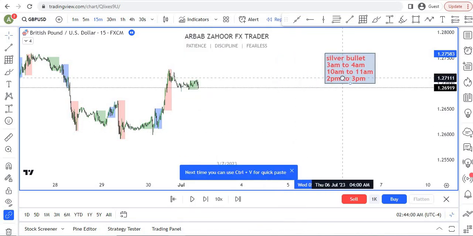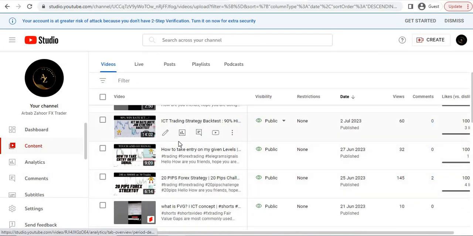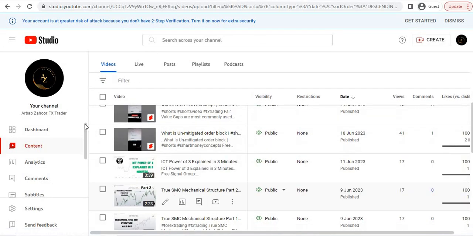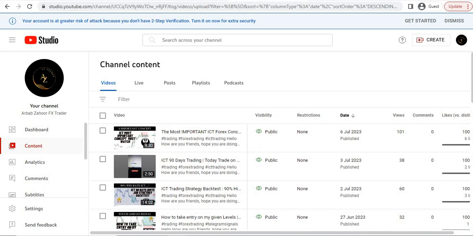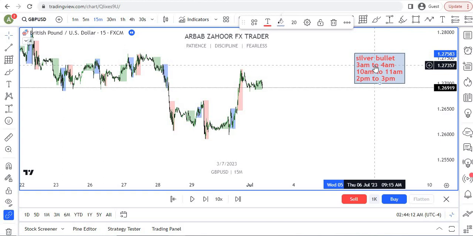In my channel I already explained briefly what this ICT Silver Bullet is, what the strategy is. Here I will backtest for you, so it will also remind you and refresh your strategy, and you will know the most common scenarios you face with this trading strategy.